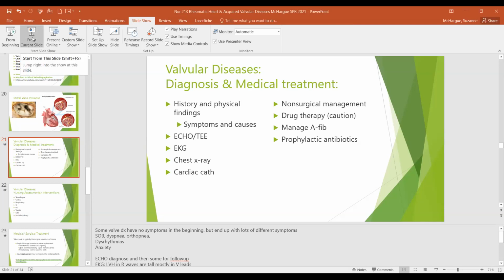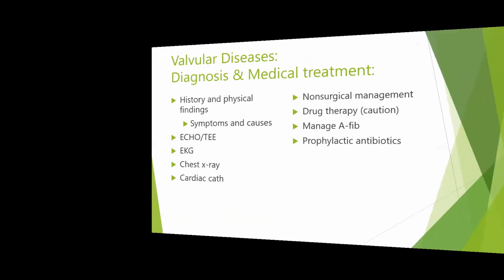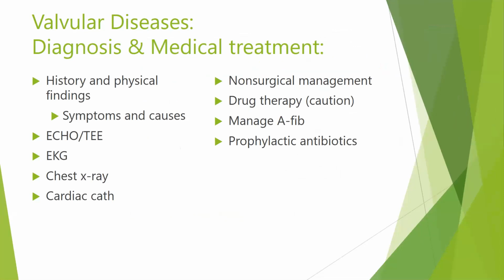Slideshow starts. You can see the slide better that way. Okay, history and physical findings. What did we find when we talked to them? What complaints did they have? Are these folks complaining of dyspnea, orthopnea, paroxysmal nocturnal dyspnea, dyspnea on exertion? Where is their dyspnea? Are they short of breath? Are these new symptoms? Are they gradual? Have they been coming about for some time?